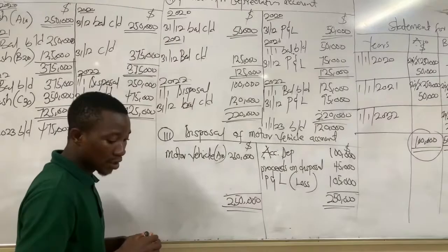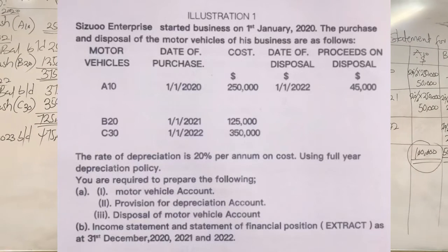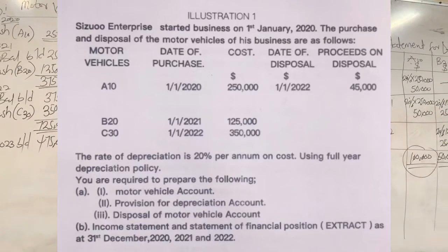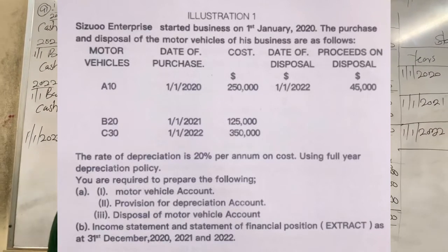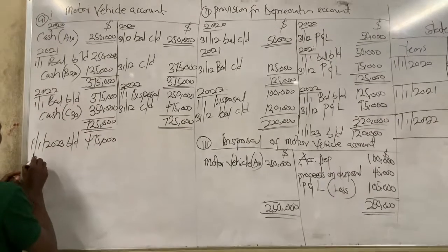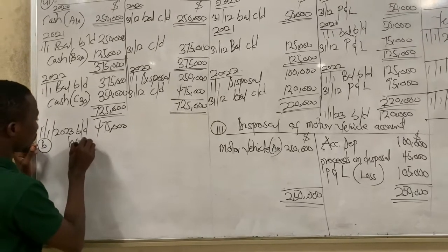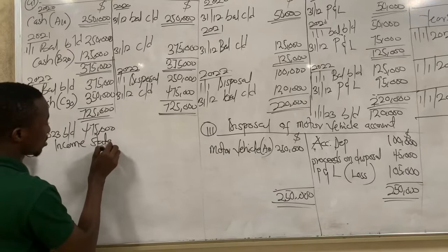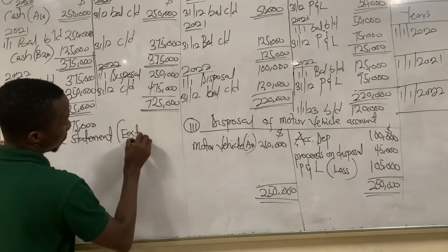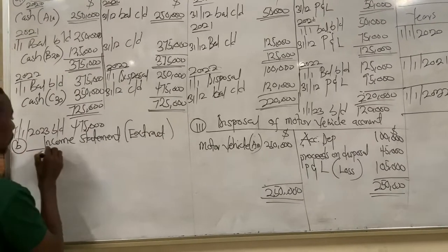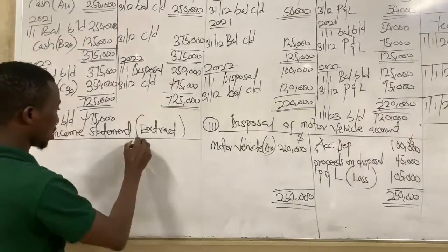Is that okay? So we are done with requirement III. With the B aspect, we are told to prepare income statement and statement of financial position extracts. So let's quickly try to prepare this account. It is very, very simple. That is the B aspect. I'm just managing the board. We have our income statement, but mind you, it is just an extract. Permit me to use the horizontal approach. Is that okay?